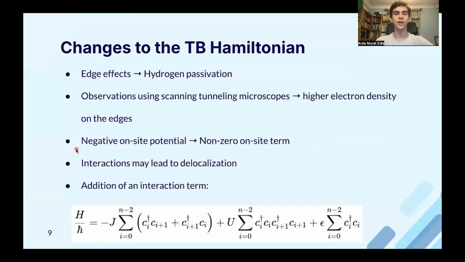In order to account for the higher electron density, we must incorporate the negative on-site potential, and that leads to a non-zero on-site term, which is the epsilon term in the Hamiltonian below. Also, in an interacting system, an excited electron may decay into a lower energy state and give its energy to the surrounding electrons and potentially incite their delocalization. Therefore, we must also add an interaction term which accounts for the electron-electron interactions, and that is the U term in the Hamiltonian below, and it's also called the Hubbard correction term.